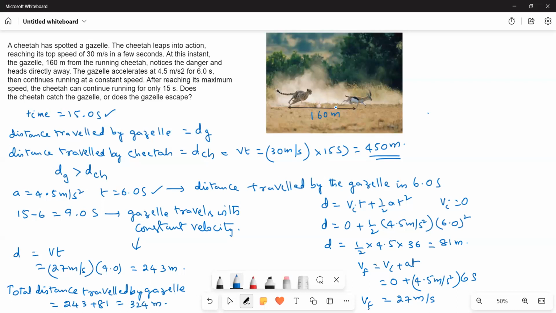And then there is already 160 meters of distance. So 160 plus 324 is equal to how much? 484. But the cheetah travels only 450 meters. The distance is 484 meters. So 484 meters is greater than 450 meters. So the gazelle easily escapes.